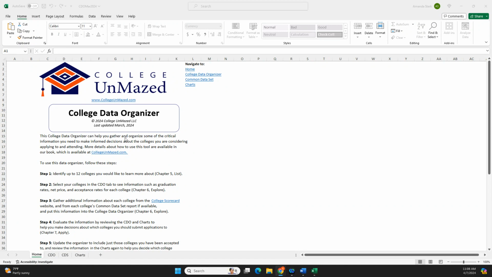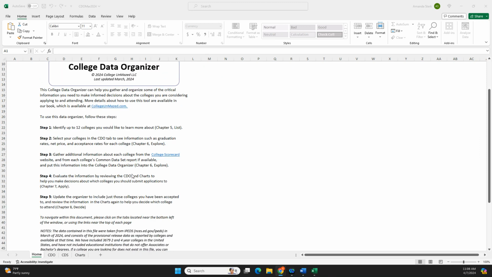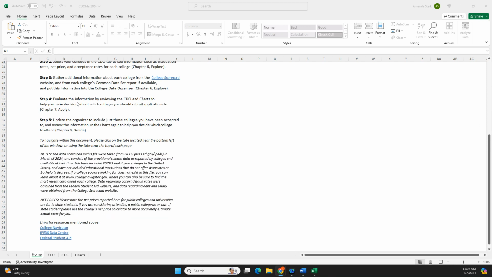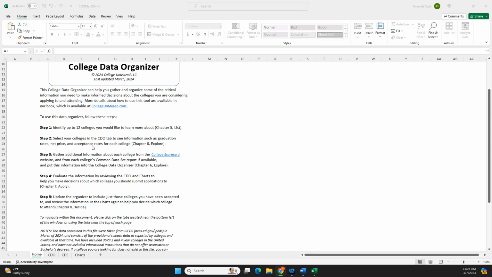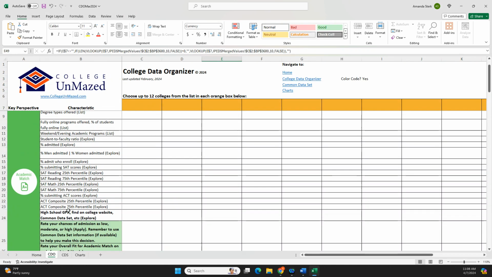So if you look and download this document, you can download it either as an Excel sheet or Google Sheets at collegeunmazed.com/downloads. You will find it. Now, this is the most recent data. This just came out this spring and is the most recent that you can find anywhere. And so here on the first home tab, you will find how to go through this process. And like I said, this is directly integrated into the College UnMazed workbook that we have for students and schools and programs.